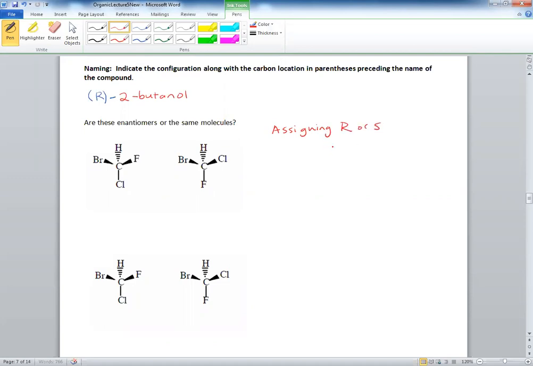And there's one thing to keep in mind: if you have R as one configuration, its enantiomer will be the S. So these are enantiomers. You saw this with ibuprofen, the R and the S. Both are enantiomers. What do you think if I have R and R? What would that make them? Same molecule.